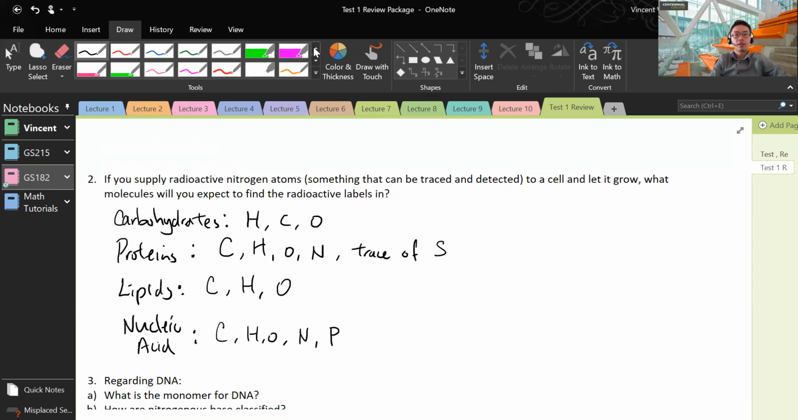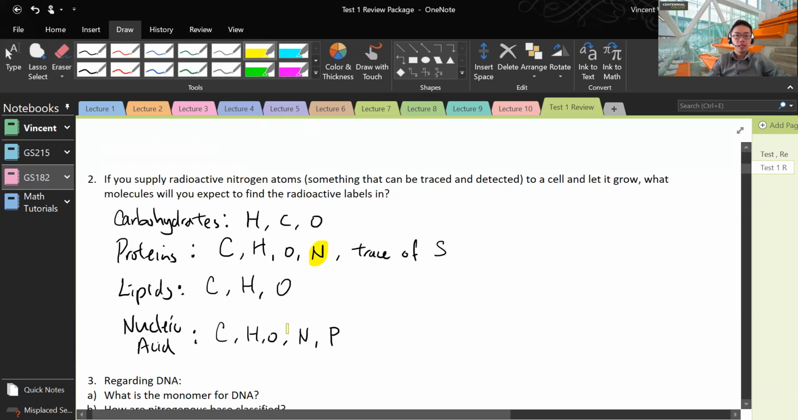Right? So if you feed the cell with radioactive nitrogen, it is going to show up in the nucleic acid, and it's going to show up in the proteins. Okay, so this is just like rather than asking you straight up which macromolecules has nitrogen, we just put it into an application setting, right?